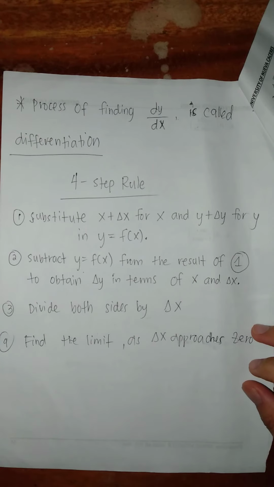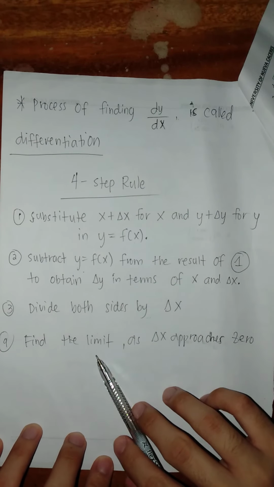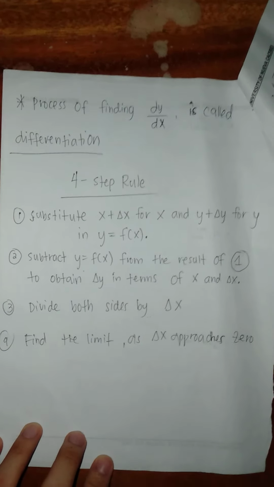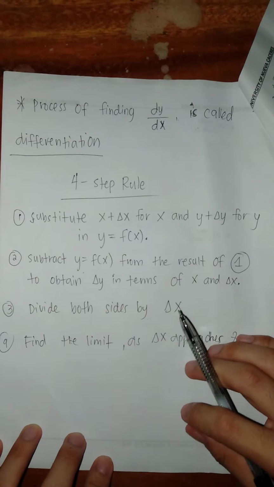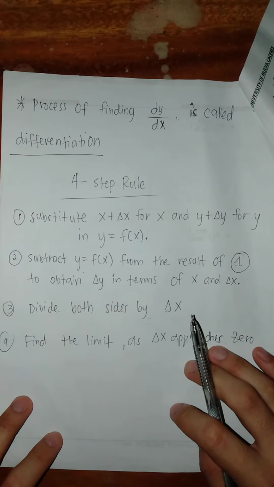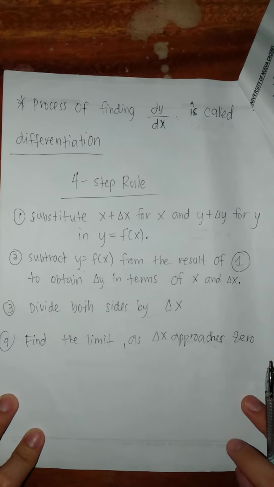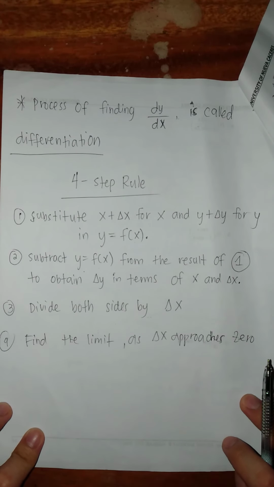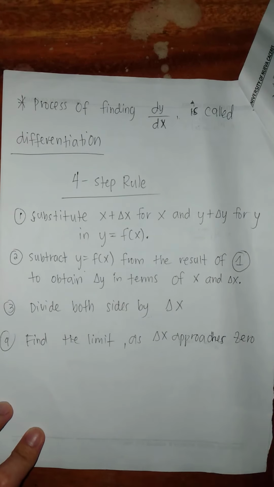So when you take the limit as delta x approaches 0, that's already your derivative. That's your 4-step rule, guys, in solving the differentiation or finding the derivative of a function. Of course, it's still sketchy and hazy for you right now. But later, in our next video, I'll be solving problems following this 4-step rule, guys.